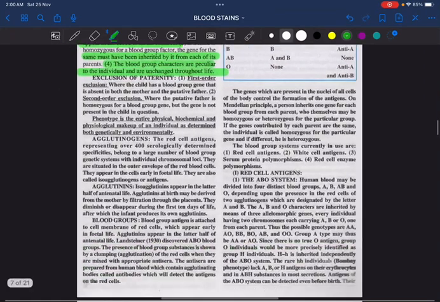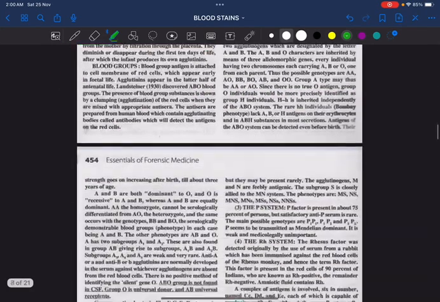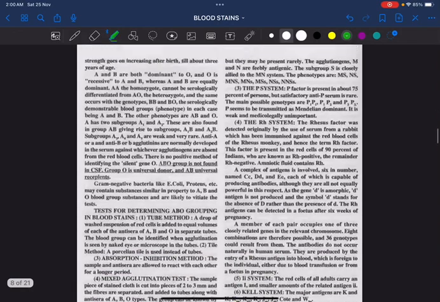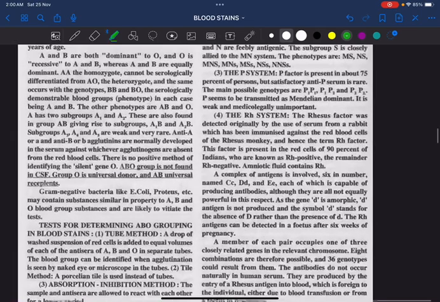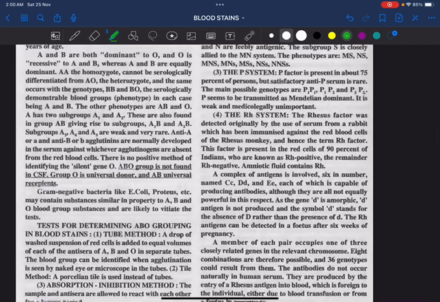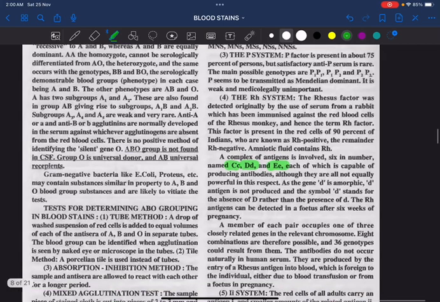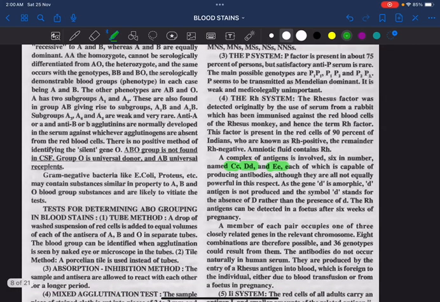So just remember the names of the different blood group systems. ABO system, that is the most common. Then we have the RH system. The RH stands for rhesus monkey, because this antigen was isolated for the first time from the rhesus monkey. And what are the different antigens present in the RH system? It is capital C, small c, capital D, small d, capital E, and small e. Out of that, the most important one is the capital D, small d system.